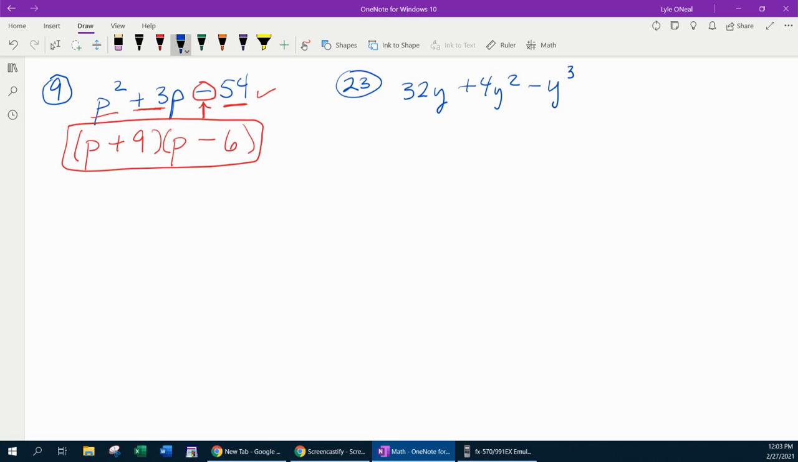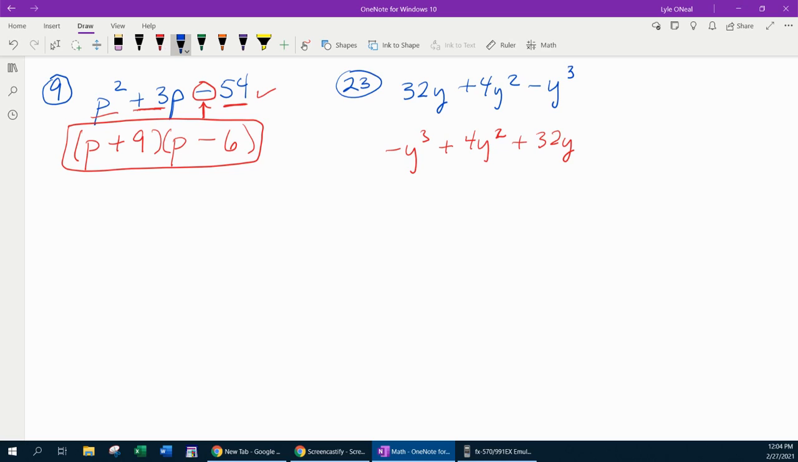Next, number 23. Hey, here's something we haven't seen yet. Notice that this polynomial is not in descending order. And so the first thing you need to do if it's not in descending order is rewrite it. So we're going to say -y cubed plus 4y squared plus 32y. And so we need to rewrite that in descending order, the exponents going down 3, 2, 1.